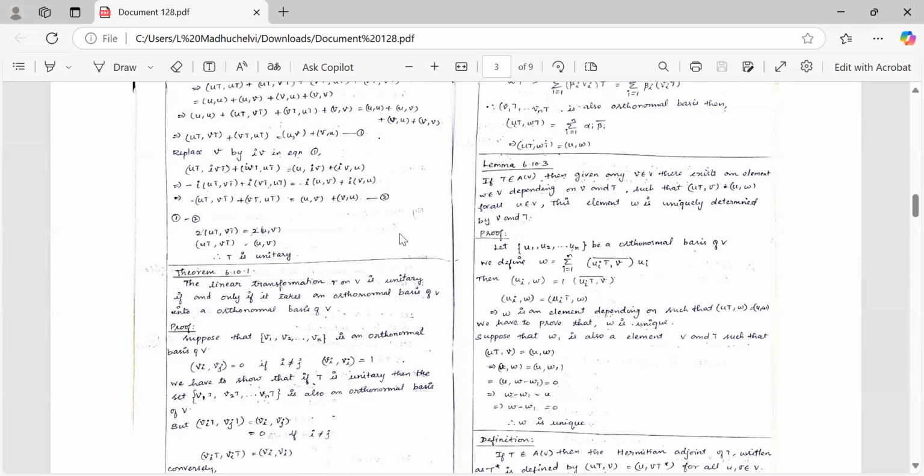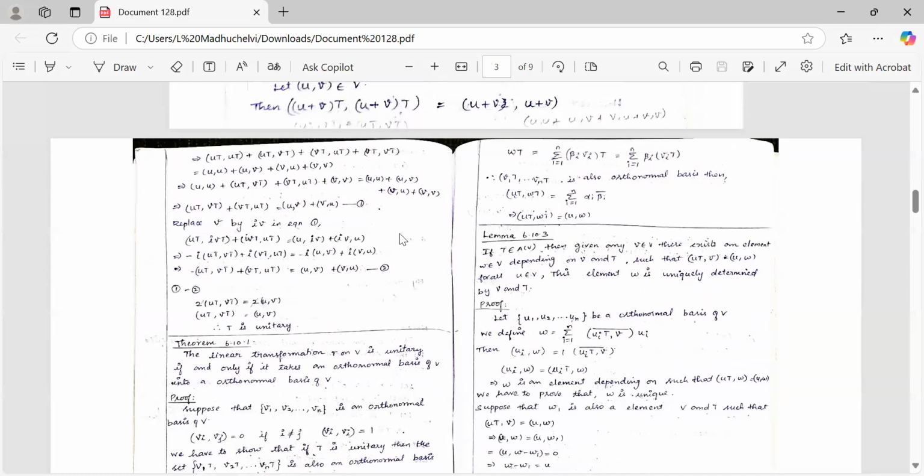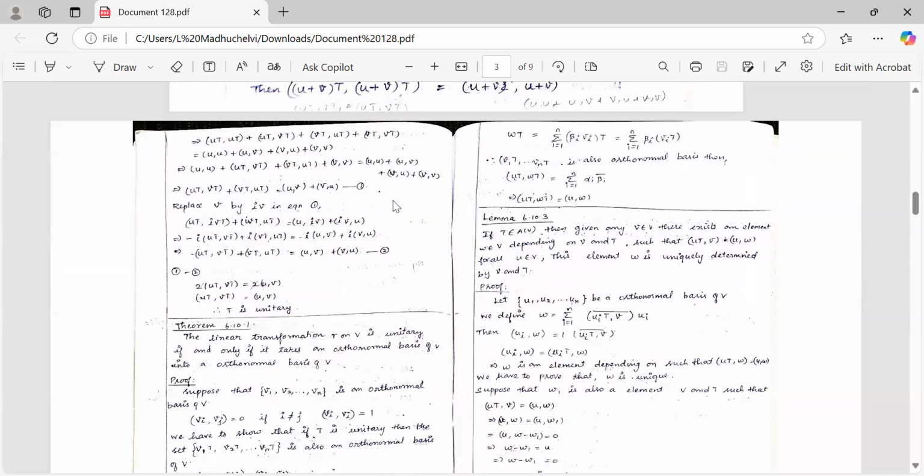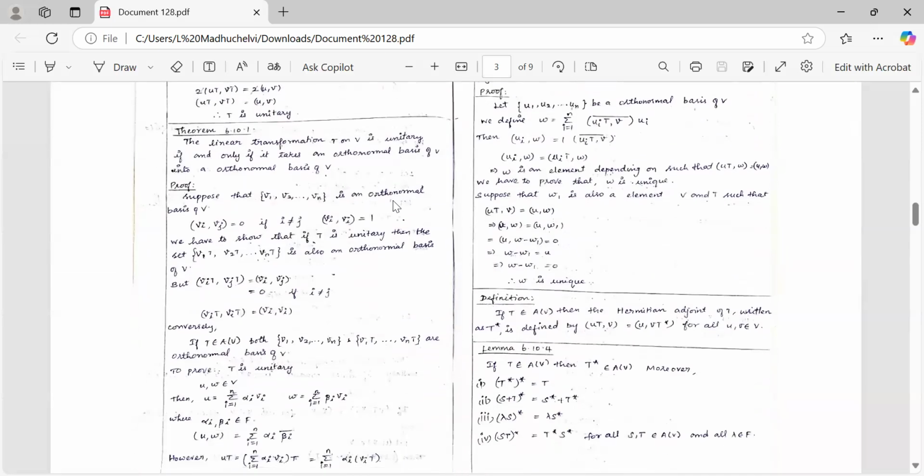So if you subtract 2 from 1, we get 2(UT, VT) equals 2(U, V). This implies (UT, VT) equals (U, V). So by the definition, T is unitary. So the necessary condition for the transformation to be unitary is that if (VT, VT) equals (V, V) for all V belonging to V, then T is unitary, because by the definition we get it is unitary.